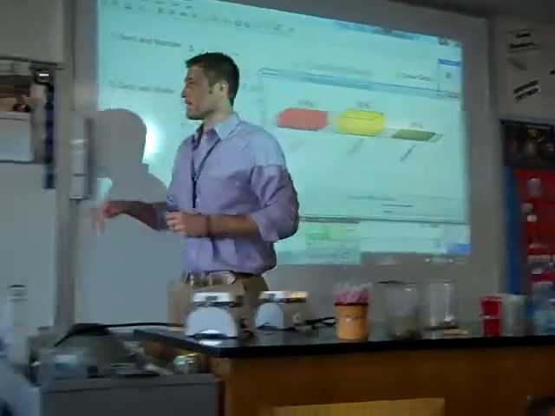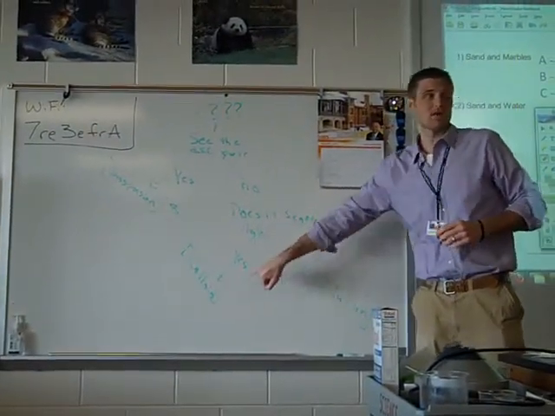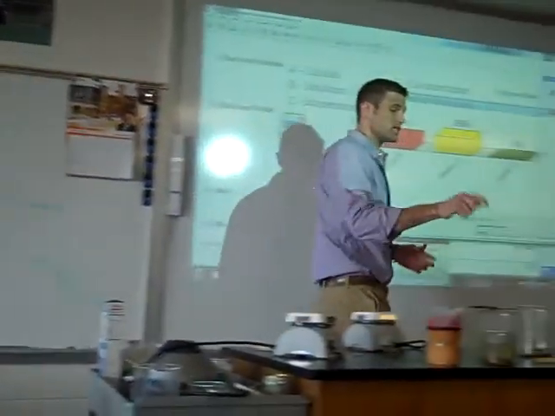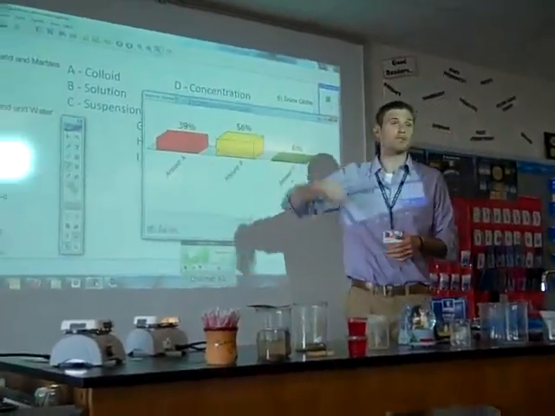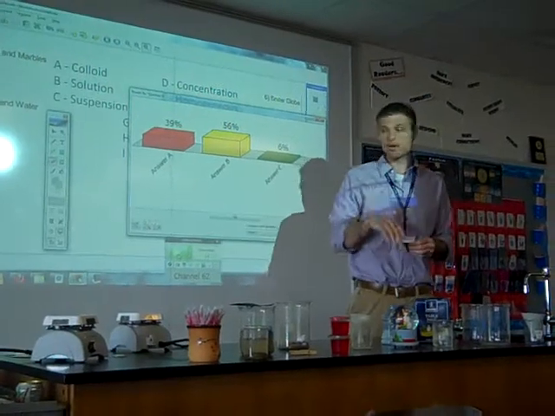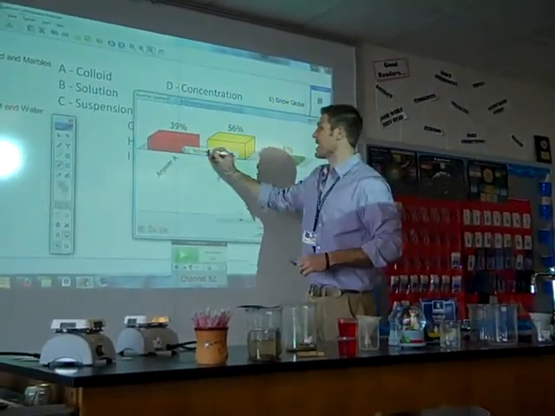So, can we see the different parts? No. Does it scatter light? Yes. So what is it? Colloid. Does it go through a filter? Yes, because solutions and colloids both go through filters. So that one doesn't. So the correct answer here is colloid, which is A.